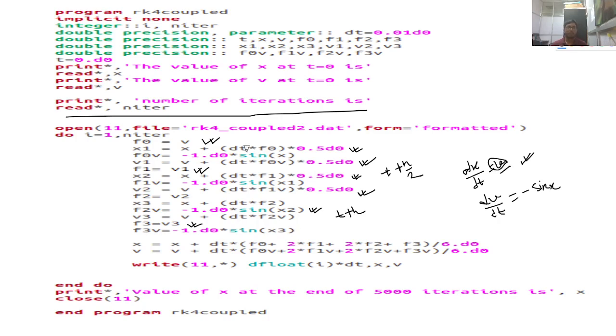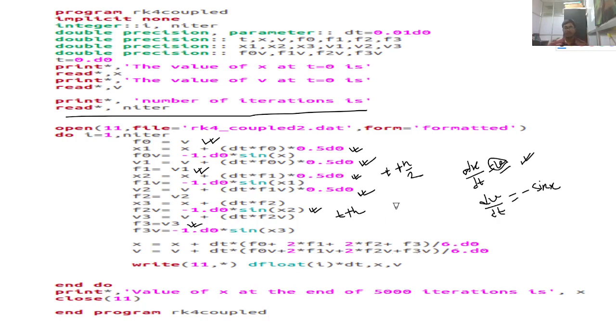Okay, so I have all the parameters now calculated, and then I am using the usual formula by which we can calculate x and v, right? So here you can see again x equals x plus dt by 6, and in the bracket, f0 plus 2f1 plus 2f2 plus f3, so that will give you the RK4 equation. And similarly for v, I have used all the things, but this time not f0, f1, f2, f3, I have used f0v, f1v, f2v and f3v.